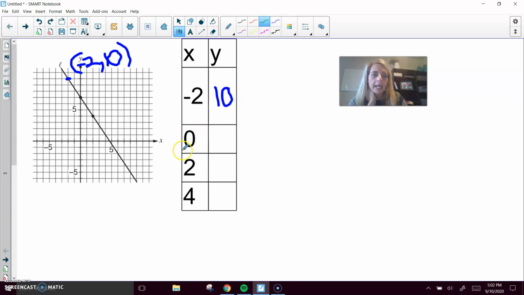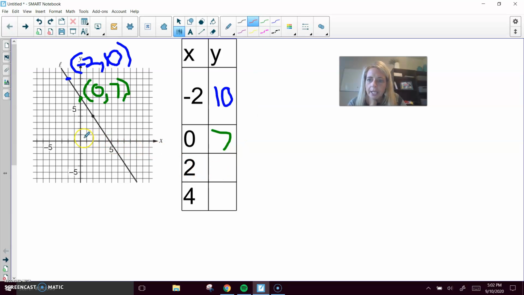Now let's take a look at when x is 0. Again, along my x-axis, which is my horizontal axis, when x is 0, I'm going to travel up to find my graph. This particular point has the coordinates 0, comma, the y value is 7. So in my table, I fill in 7.